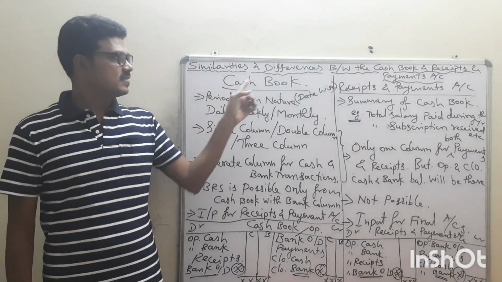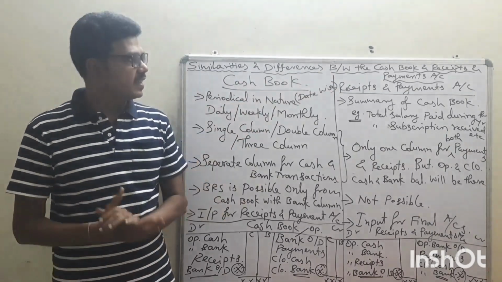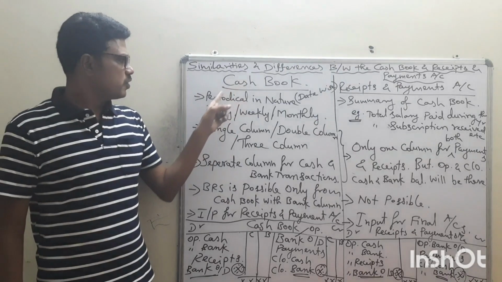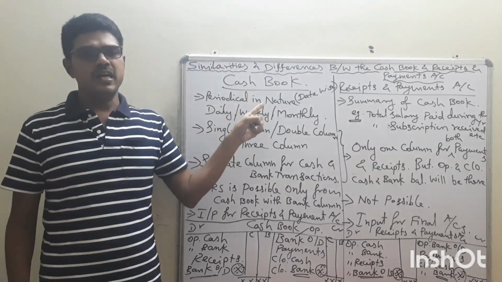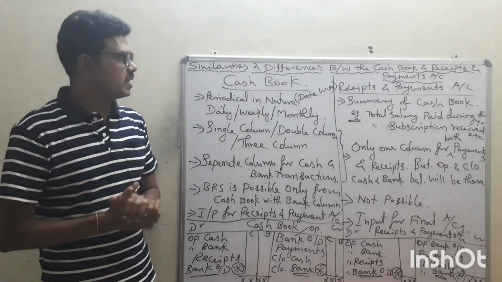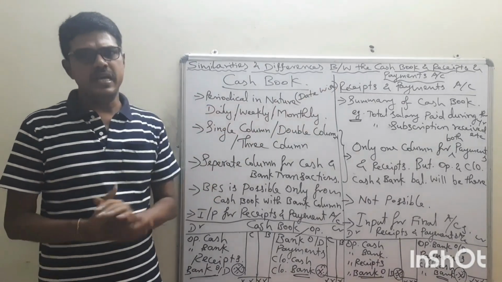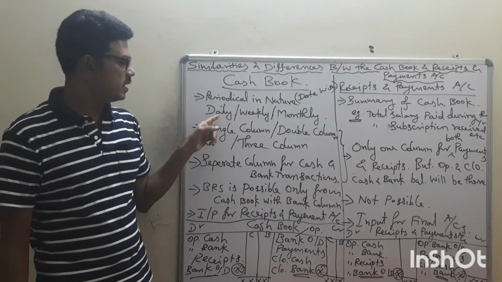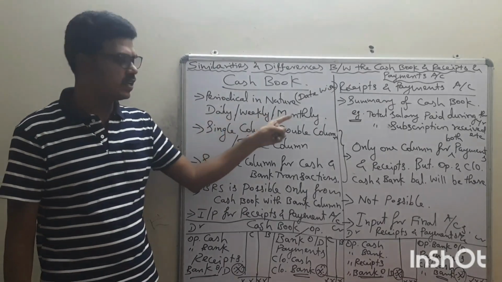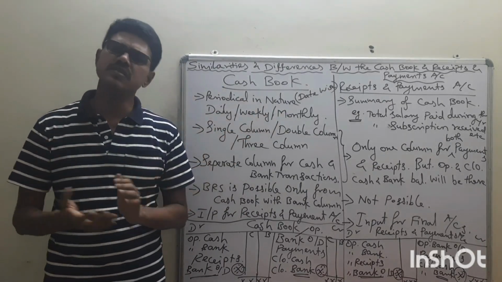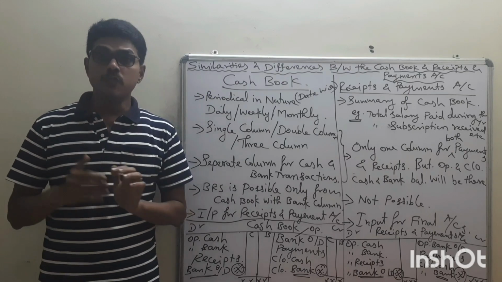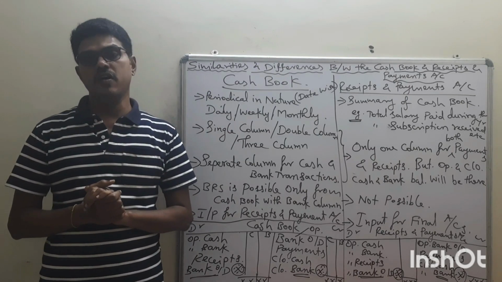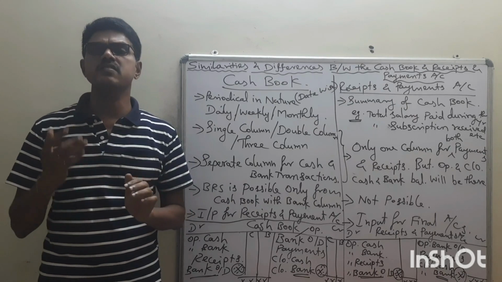Similarities are over. Let us see the differences between the cash book and receipts and payments account. Cash book is periodical in nature. Usually the organization prepares cash book on daily basis. Date column will be there. Date wise the cash book will be prepared, and it may be prepared on daily, weekly or monthly basis. Usually business organizations prepare cash book on daily basis because there will be inflow and outflow of cash on routine basis.